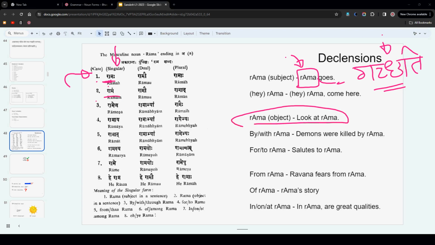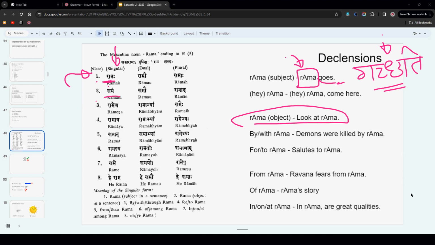Then look at this one now. Look at Rama. In this sentence, what is the action word here? What is the verb? "Look at" is the action being done by Rama, and it is being done on Rama. Or "read a book", something like that. So somebody is reading a book, a boy is reading a book.